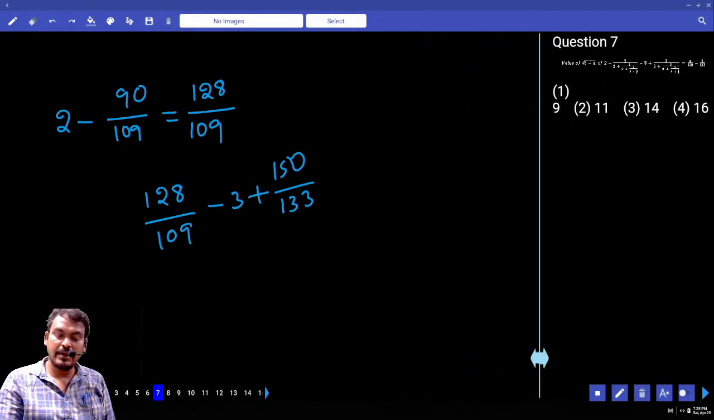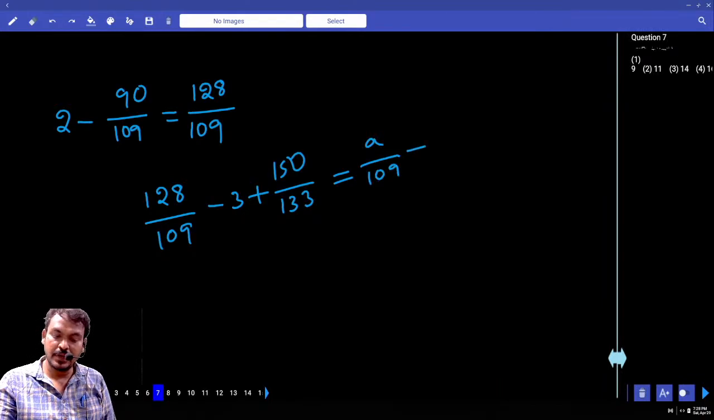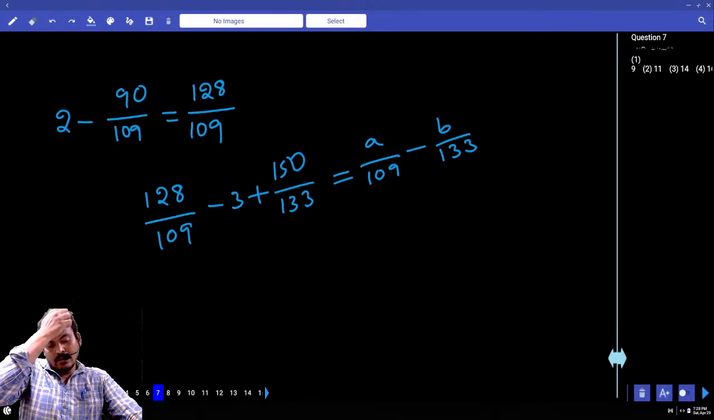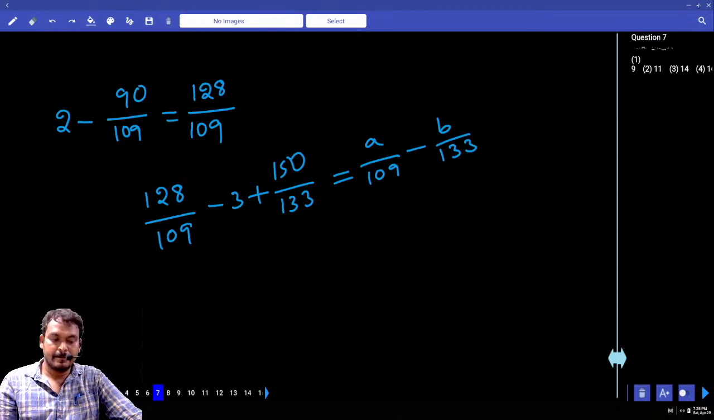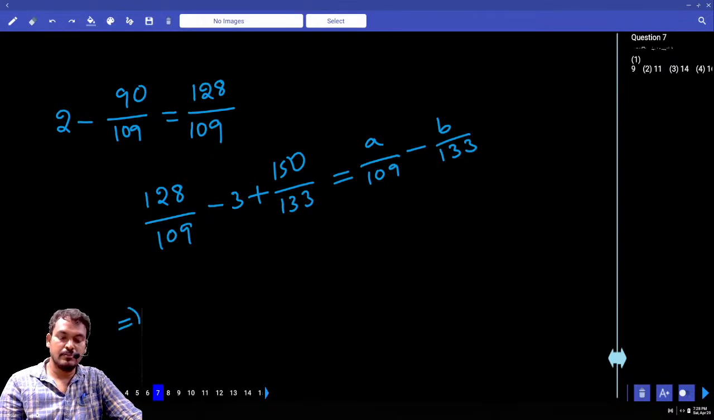What is the right hand side value? A by 109 minus B by 133. 133. Denominators will be same or different? Same.